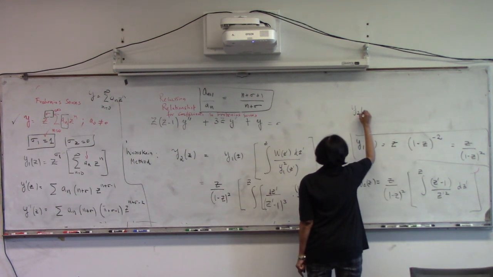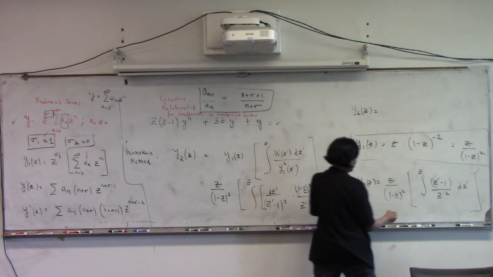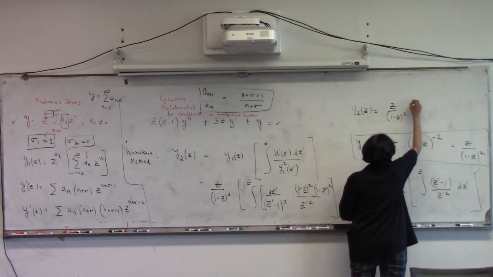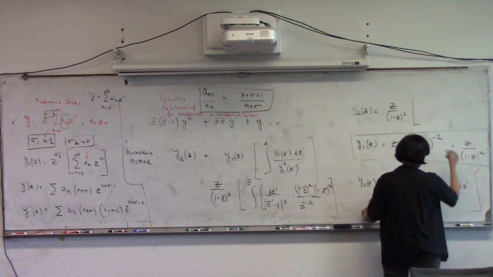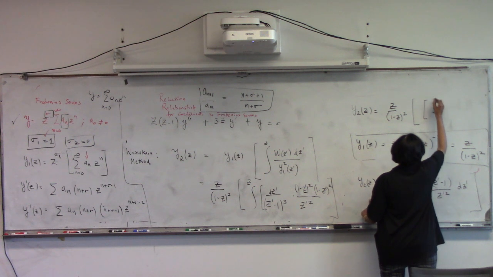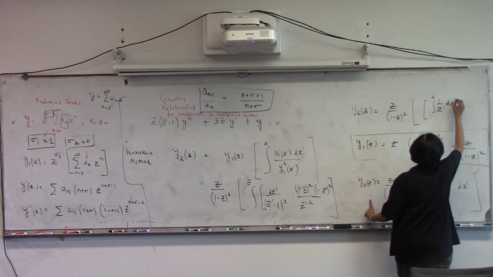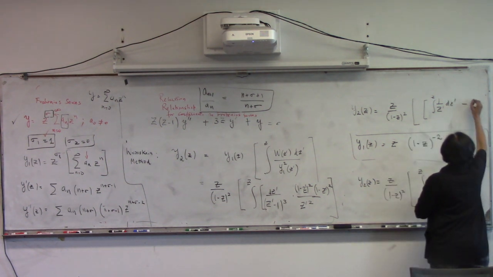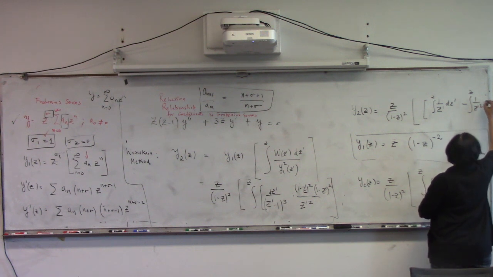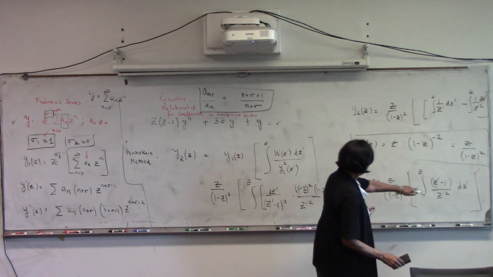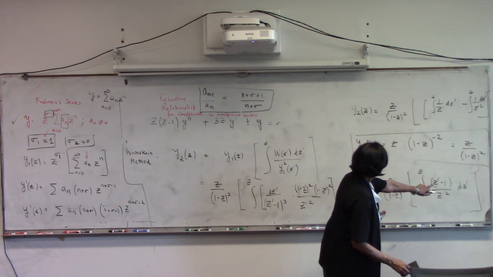So you can write y2z is nothing but 1 over the integral of 1 over z prime dz prime, minus the integral of 1 over z prime square dz prime, which you can solve easily. Okay, is this correct? Did I copy it correctly? 1 over z prime? Yeah. Okay.